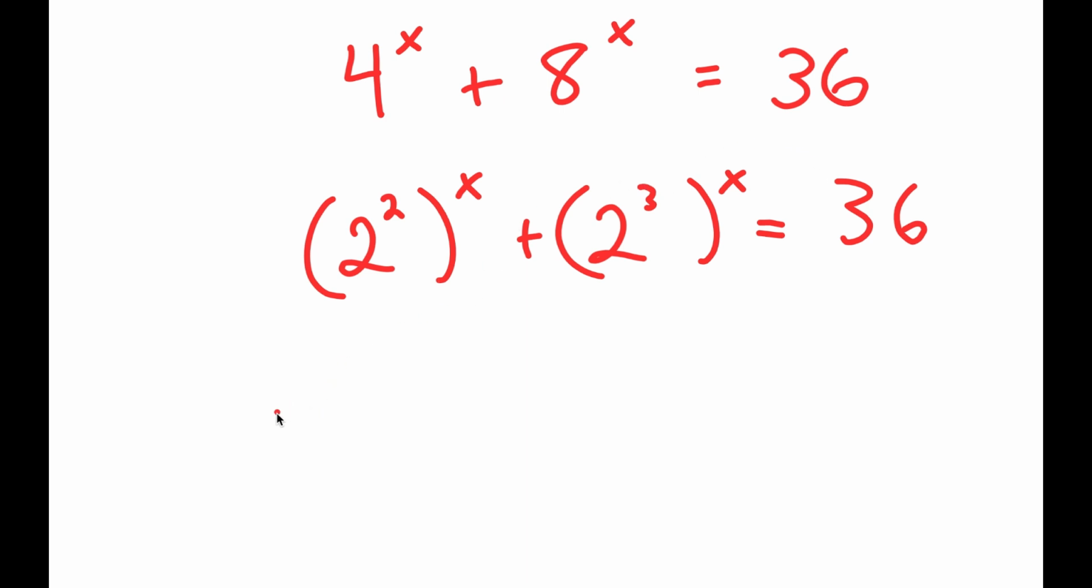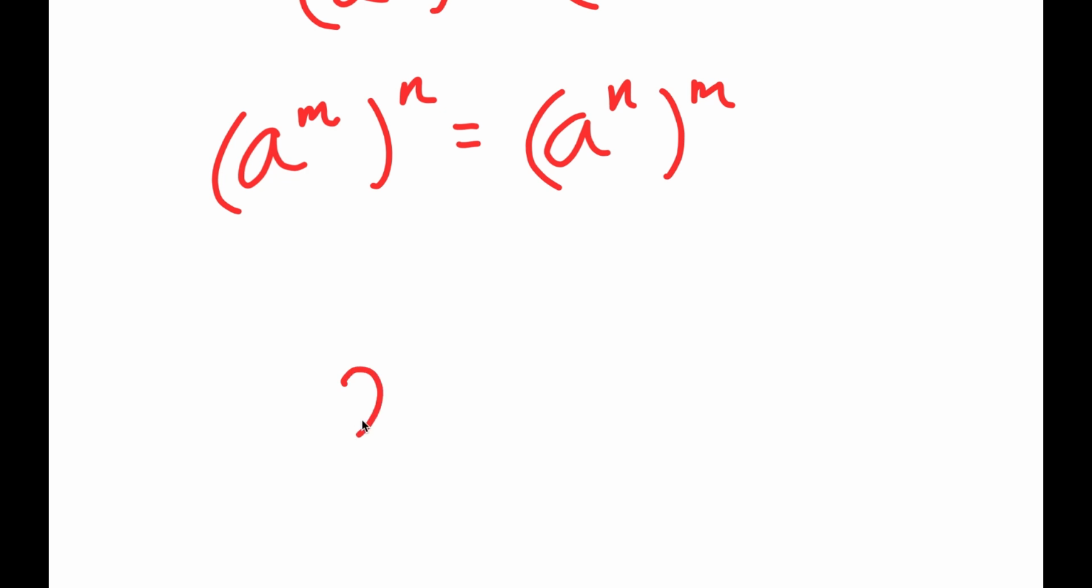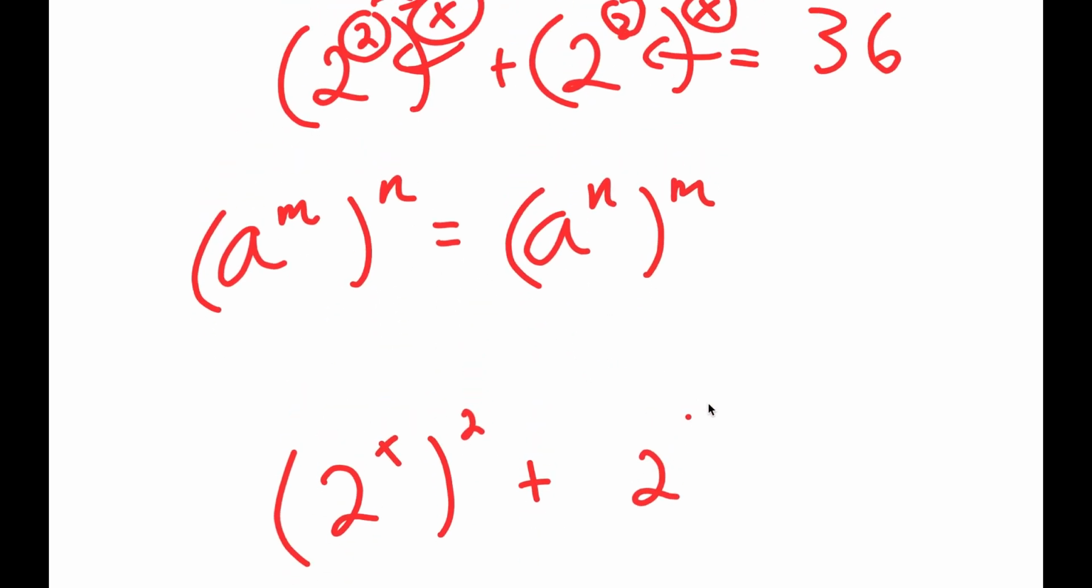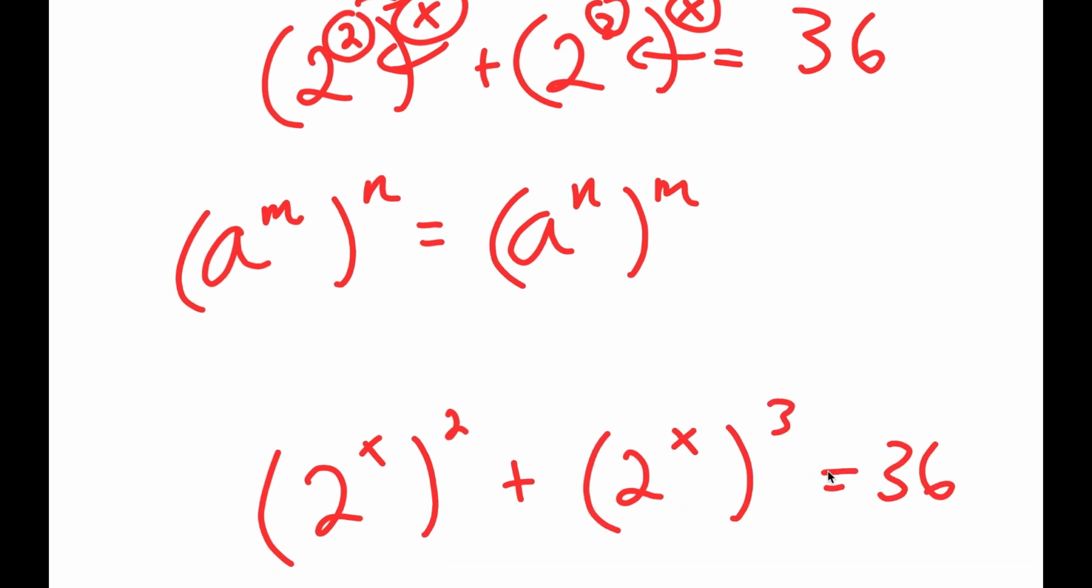Now I'm going to use the property a to the power of m to the power of n is equal to a to the power of n to the power of m, meaning I can switch the places of these two exponents as well as these two. So now I get 2 to the power of x to the power of 2 plus 2 to the power of x to the power of 3 is equal to 36.